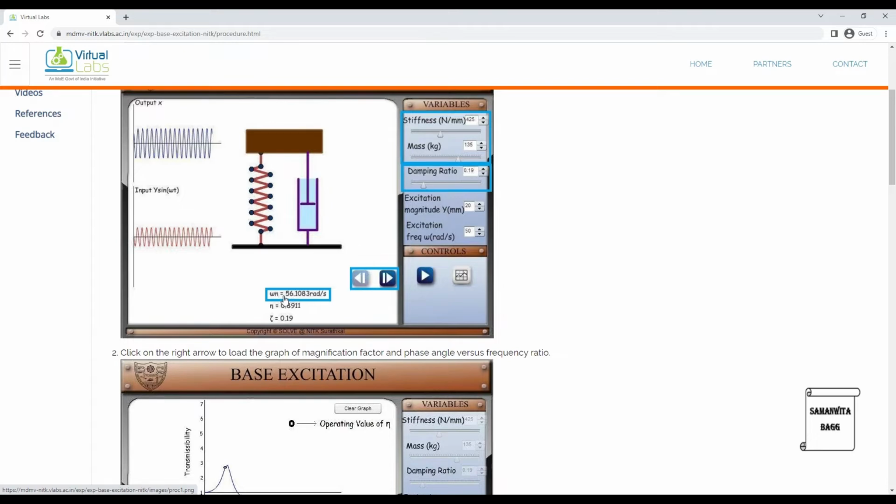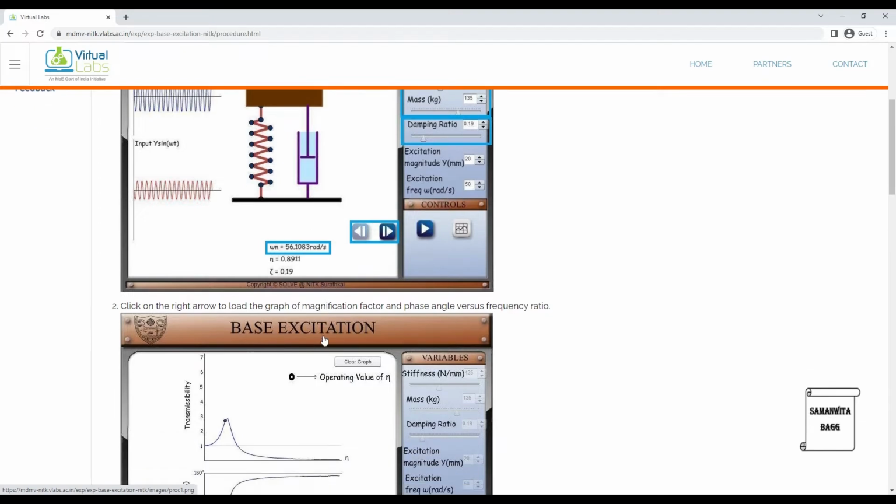We will get some values of omega n, eta and zeta. Zeta is something that we are setting. Eta can be calculated from the values of omega and omega n. Omega n is here and omega is what you're giving here. So it's the ratio of both of them.